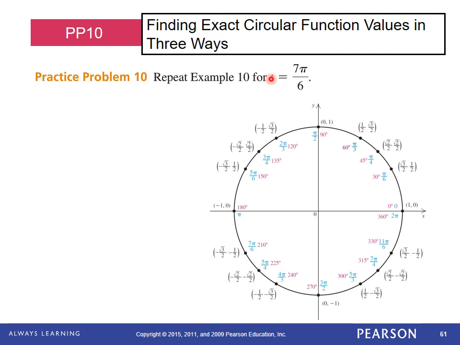So we are at t equal to 7 pi over 6. If we look at this chart here, we're going to wrap around. This is pi over 3, 2 pi over 3, there's pi. 7 pi over 6 is going to be a little bit further than that. There it is, 7 pi over 6. Technically, it's 210 degrees. So can you give me sine, cosine, and tangent?